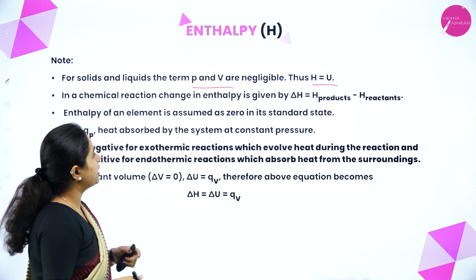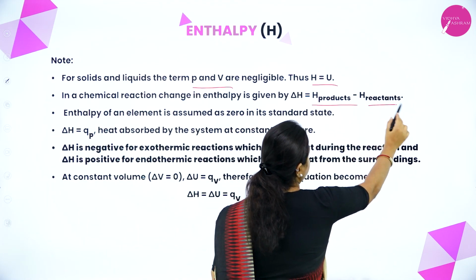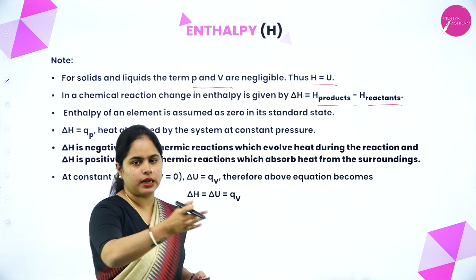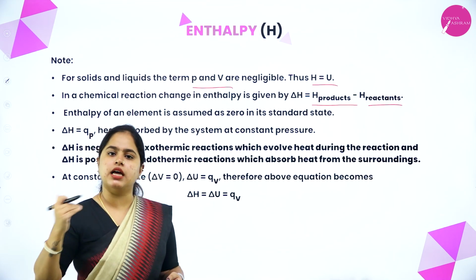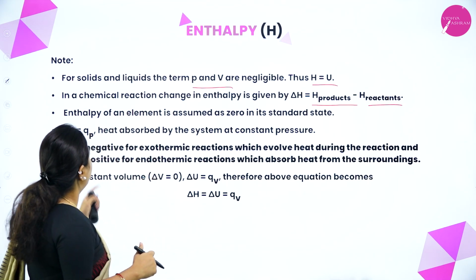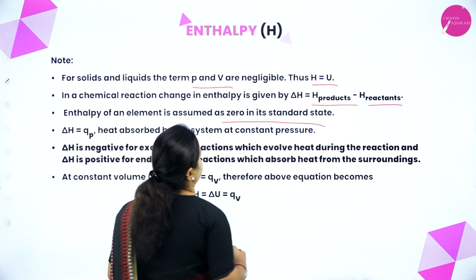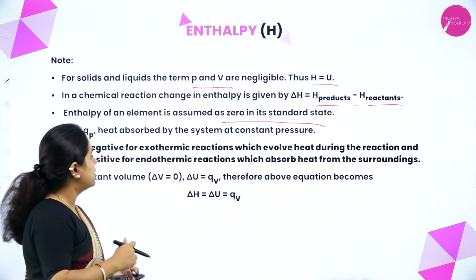Now, in a chemical reaction, change in enthalpy is given by delta H is H of the products minus H of the reactants. So, in a chemical reaction, reactants give products, right? So, the change in enthalpy will be the enthalpy of the products minus enthalpy of the reactants. Now, the enthalpy of an element is assumed to be 0 in its standard state. If it is in its standard state, the enthalpy is considered 0.